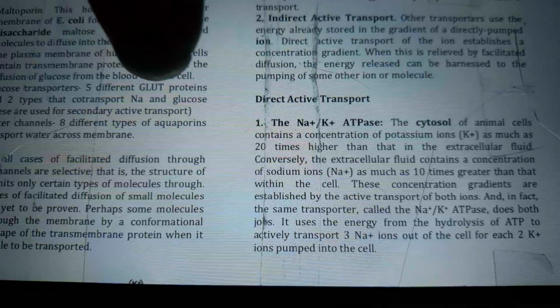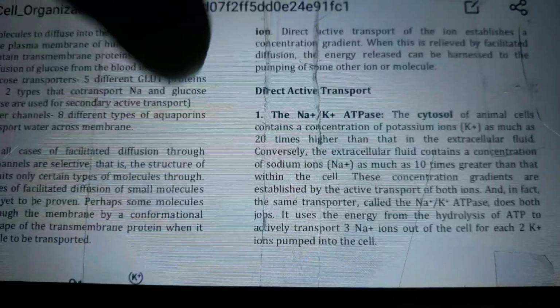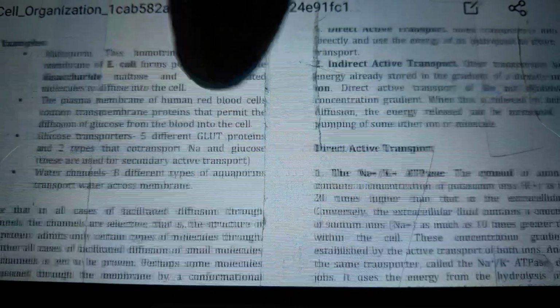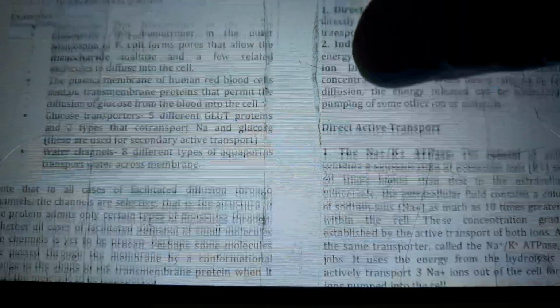Examples: maltoporin. This homotrimer in the outer membrane of E. coli forms pores that allow the disaccharide maltose and a few related molecules to diffuse into the cell.